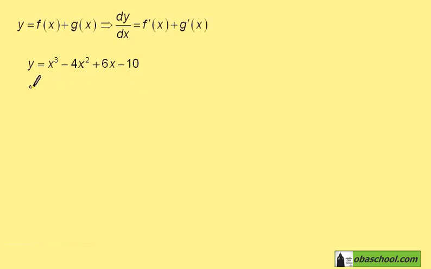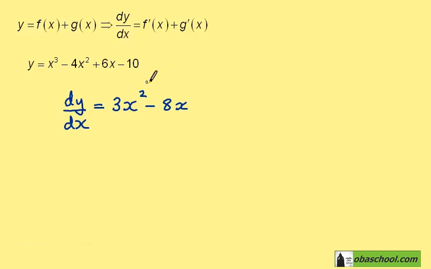If we have this function here, we know that the gradient function is just going to be each one differentiated individually and then added together. So the x cubed differentiates to 3x squared. For the minus 4x squared, the 2 drops down in front. 2 times minus 4 is minus 8, and reduce the power by 1, but we don't normally write 1.